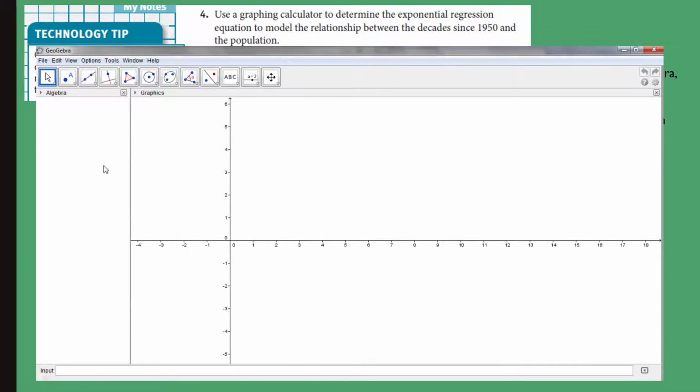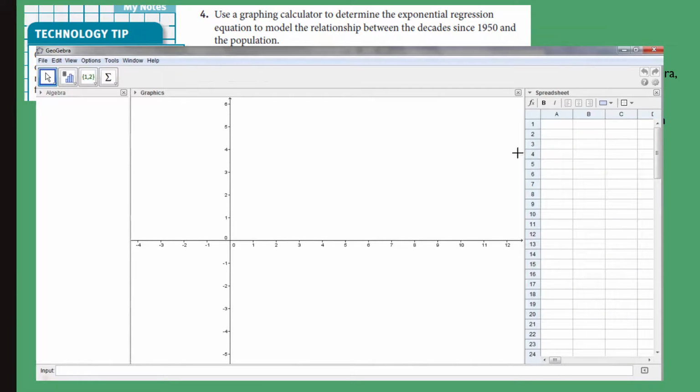So number 4 says, use a graphing calculator to determine the exponential regression equation to model the relationship between the decades since 1950 and the population. So the way we're going to do that, if we're using GeoGebra, is we're going to do view and spreadsheet, and we're going to enter a couple columns of data. So these will be the decades since 1950, so we'll have 0, 1, 2, 3, 4, 5 straight from the table. And then these will be the population. So we don't want to put commas, so 160,083 is the first one. 285,278 was the second one.